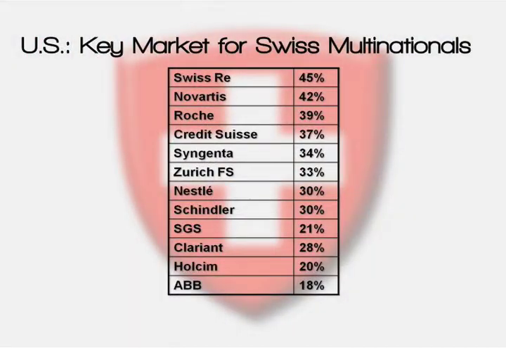The US is a very important market for Swiss multinational companies. Among the big companies doing business in the US, the share of their business here is up to 45%. So Swiss Re does almost half of its business worldwide in the US. And also the chemical and pharmaceutical industry is very important in the US.